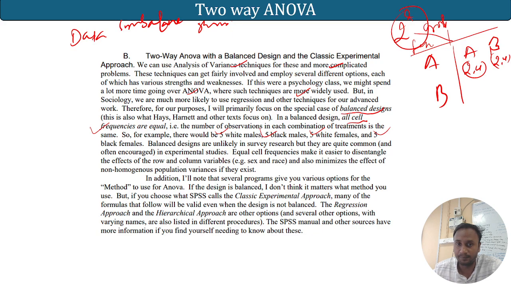Equal cell frequencies make it easier to disentangle the effect of rows and columns, and then we can minimize the effect of non-homogeneous population variation if it exists. That's why it's very important that the data be balanced. If data imbalance comes in, the chances of error will inflate.